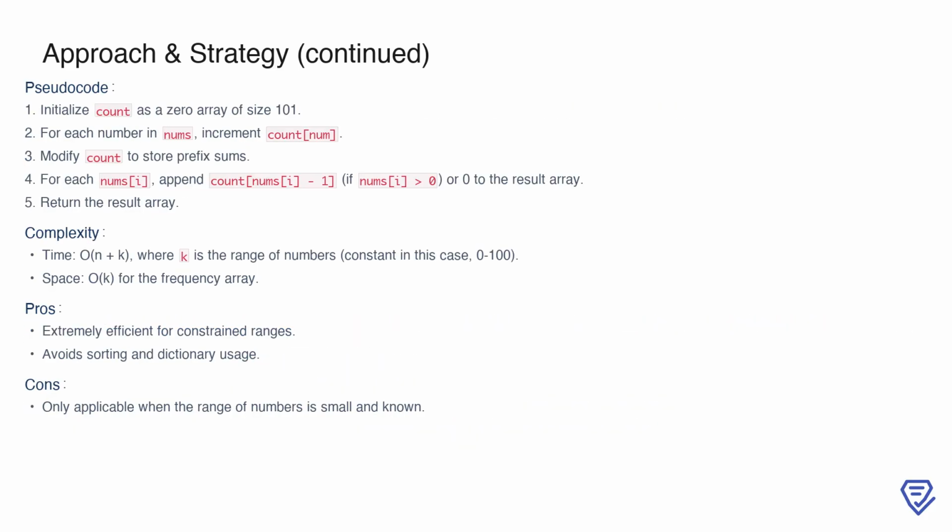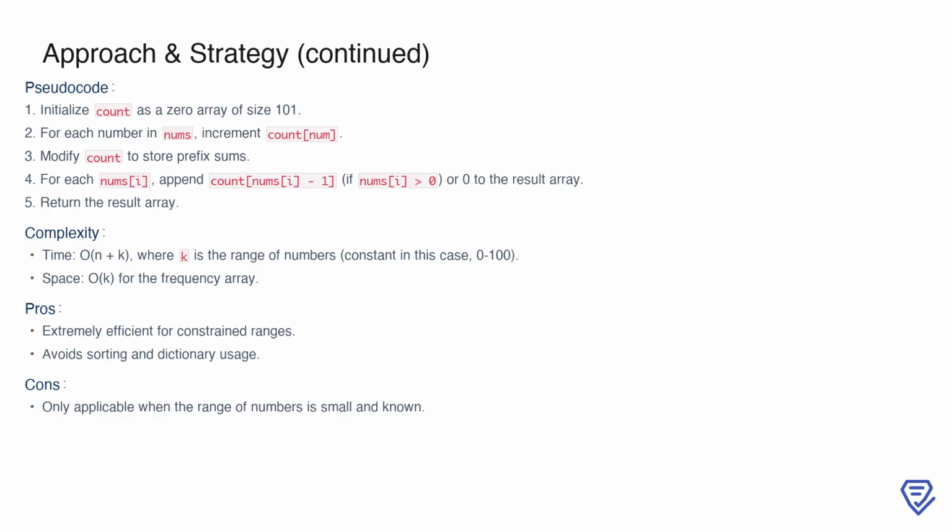The counting sort approach is based on the assumption that the range of numbers in the array is small and fixed, such as 0 to 100. This allows us to use a frequency array to count occurrences of each number. The key idea is to first populate this frequency array so that each index represents the frequency of a number. Then, we compute the prefix sums of this array, where each index now represents how many numbers are smaller than the corresponding number.